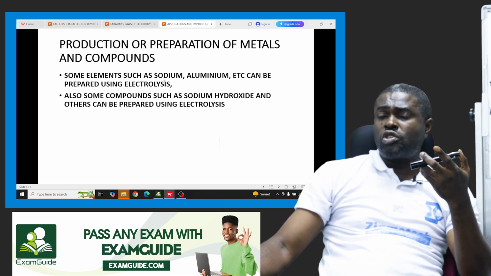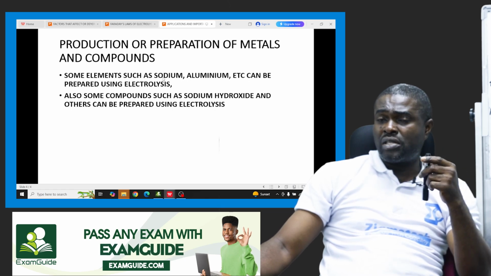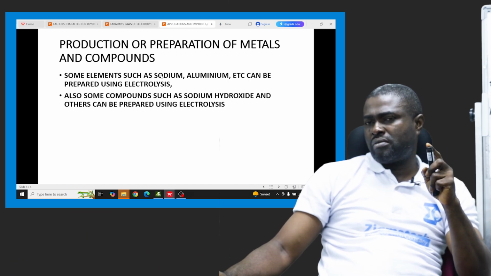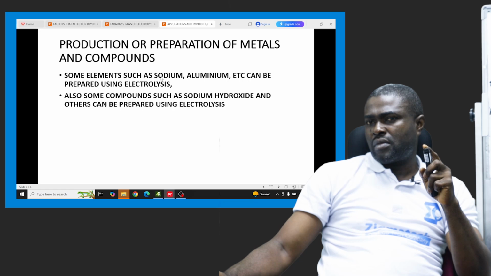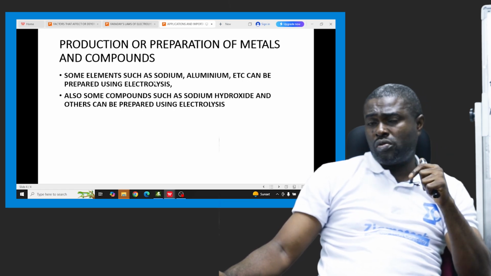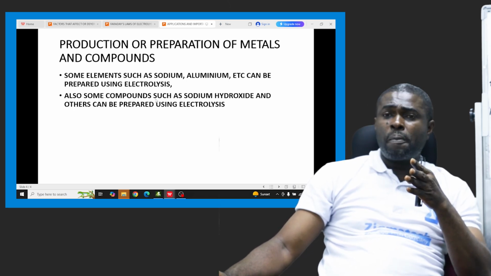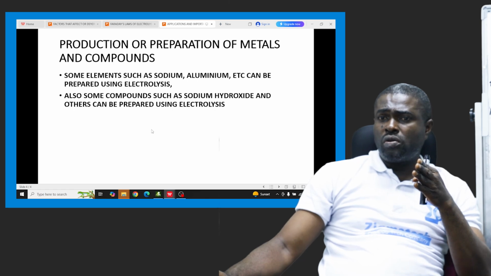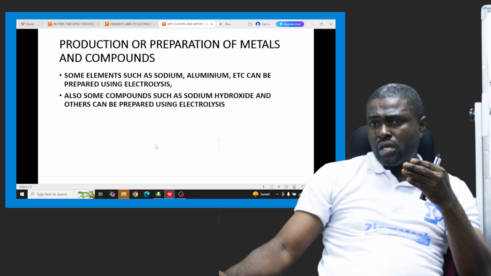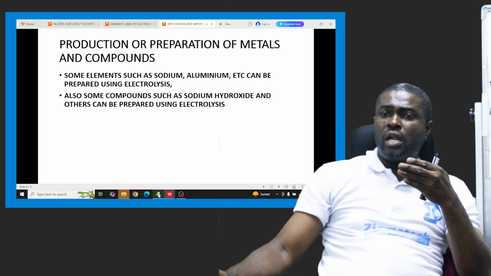So through electrolysis, chemicals are deposited at the anode, chemicals are also deposited at the cathode, and chemicals also remain inside the electrolytic cell. There are other applications, but at your level, these three you must know. Okay? So at this point, I would like us to move to the exam guide and look at some questions and see if we have actually understood this topic. Let's go.